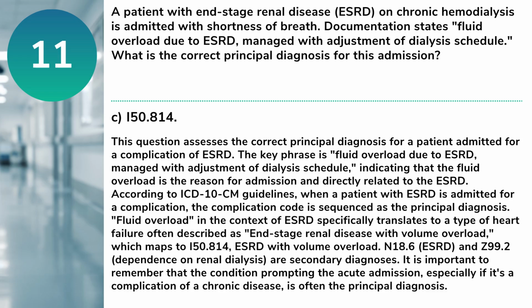N18.6, ESRD, and Z99.2, dependence on renal dialysis, are secondary diagnoses. It is important to remember that the condition prompting the acute admission, especially if it's a complication of a chronic disease, is often the principal diagnosis.